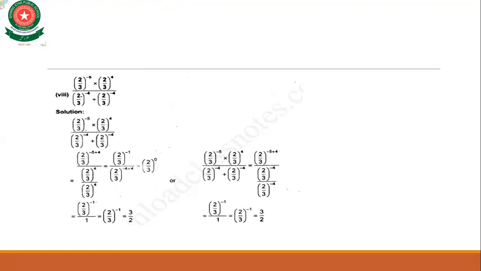You can do this question in two ways. First of all, we have to rewrite the question. Then, in the first method, we know that in the numerator we have same bases but different powers. So we will add the powers and we get 2 over 3 power minus 5 plus 4, same as in the denominator. There is 2 over 3 power minus 4 divided by 2 over 3 power minus 4.